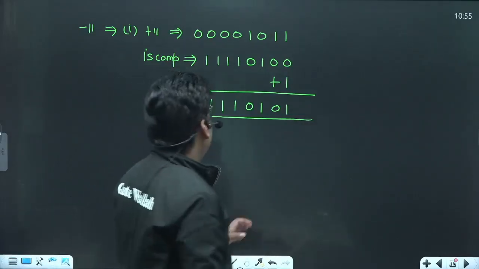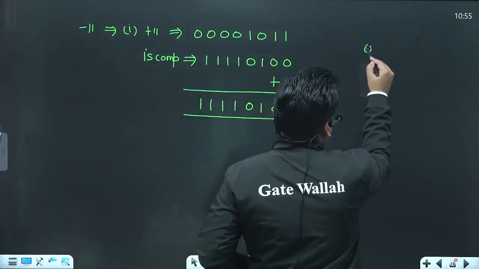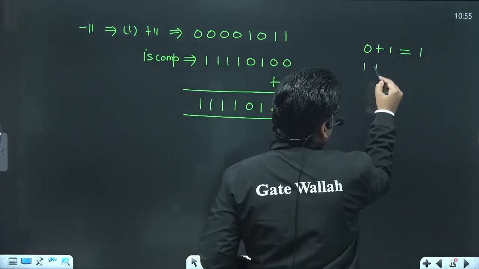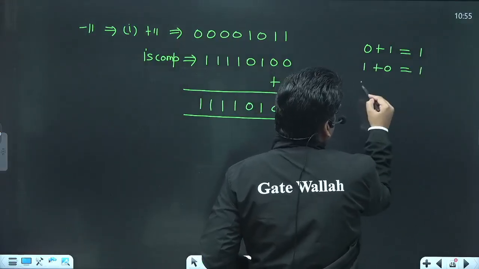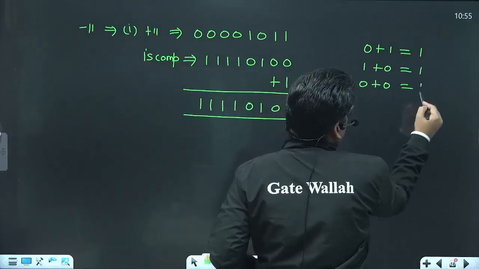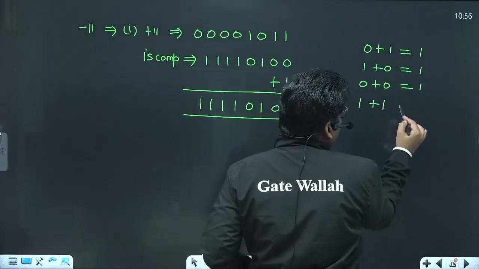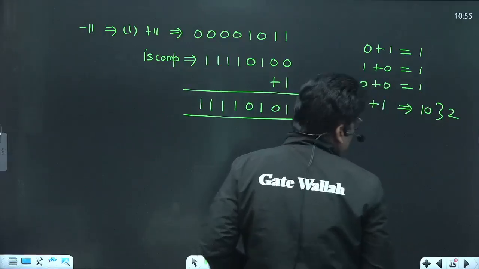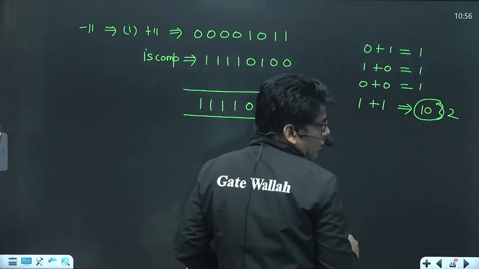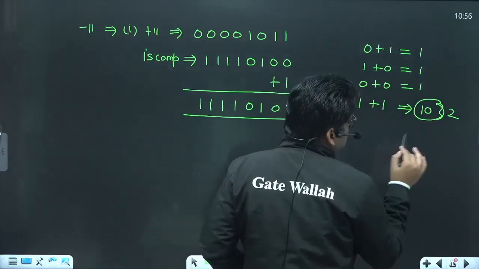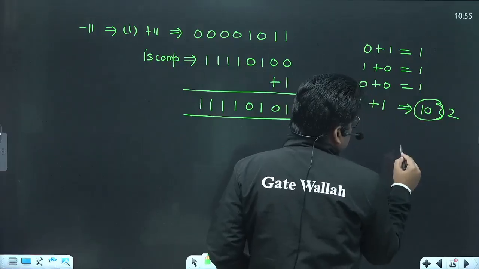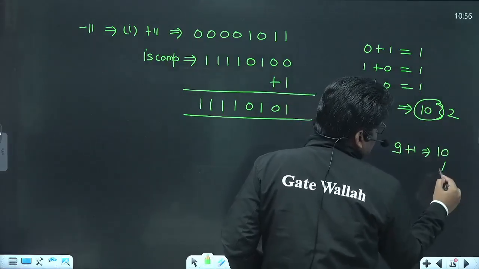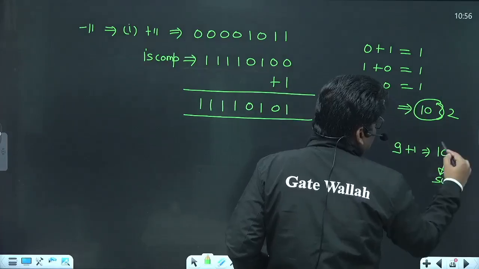See, if you don't know addition, tell me. If there are 2 bits, 0 plus 1 is 1. If it is 1 plus 0, it is 1. If both bits are 0, it is 0. Now understand, if I add 1 and 1, it becomes 1, 0. Sir, in binary, this is 2. That means 1 plus 1 is nothing but, see, if I ask you 9 plus 1, you will say 10. That is, this is the sum and this is the carry.